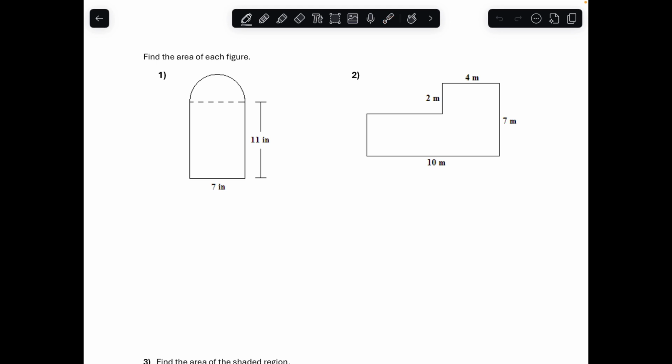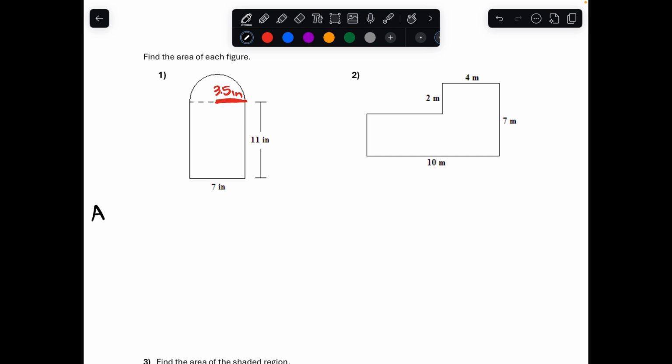So now that we have our strategy down of what we're going to do, we need to first figure out the radius of this circle. Now the radius is just going to be half of this length right here, this full length. And so the full length is 7 inches, so half of that is going to be 3.5 inches. And now we can find the area of both the rectangle and the circle. So let's find the area of the rectangle first. The area of the rectangle is just going to be its length times its width, which is just going to be 7 times 11, which is going to give us 77 inches squared.